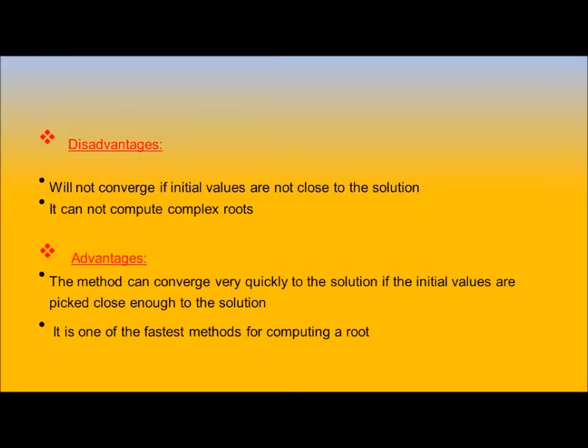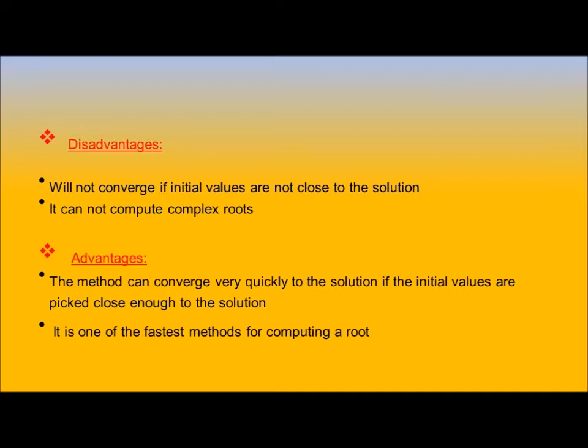The first disadvantage is that it will not converge if the initial values are not close. If the three initial values chosen are very far from a root, then the method will not converge. Hence, when this equation converges at the nth iteration, then xn is the root of the given function. The second is that it cannot compute complex roots because it will always cross the x-axis.